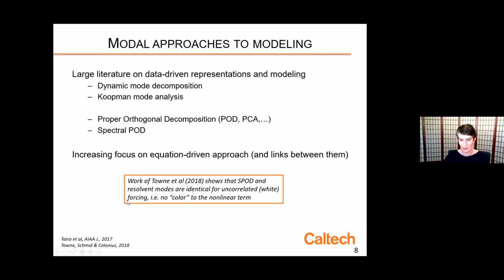So the data-driven SPOD modes, spectral POD modes, and the resolvent modes can be shown by Towne et al. to be identical for uncorrelated or white forcing. So that is to say, if we put no preferential shaping on the forcing or on that nonlinear interaction, then what you get from the equation-driven analysis and what you get from the data-driven analysis, those modes will be identical. So the SPOD modes are optimal in terms of describing the data. The resolvent modes are connected directly to the equations of motion and will be suboptimal in terms of describing the data, but are still useful.